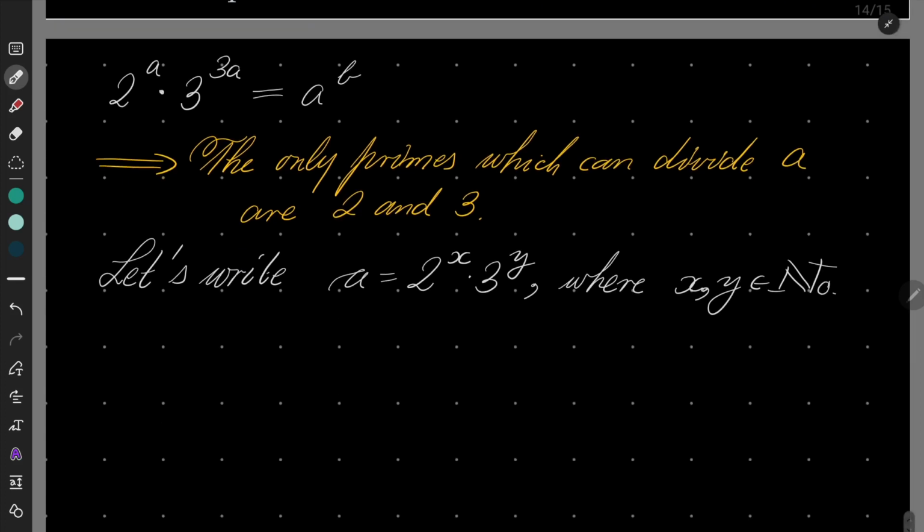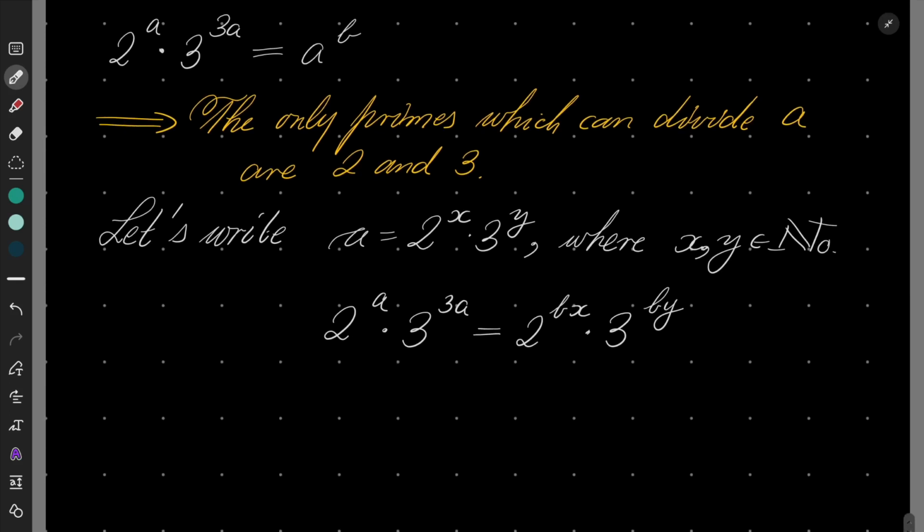Okay, and let's see. On the left hand side we have 2 to the power of a times 3 to the power 3 times a, while on the right hand side we have 2 to the power b times x times 3 to the power b times y. Okay, but now we know that the prime factorization is unique, so the same primes must appear with the same powers. That implies that a must be equal b times x and 3 times a must be equal b times y.